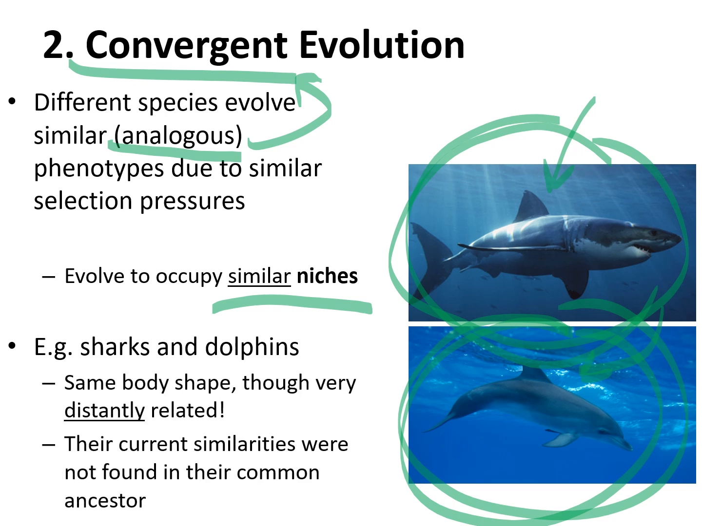And this ends up with a similar body shape due to the similar niche, even though they are coming from very different ancestors, so they're converging upon these similar traits, which were not in their common ancestor.